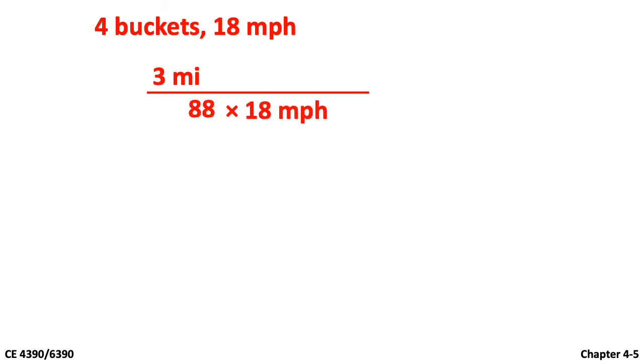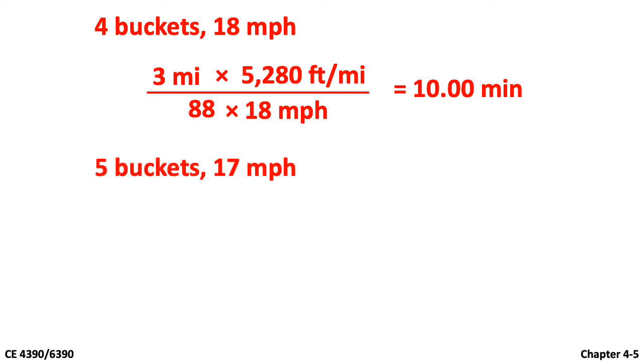So with 4 buckets, the speed is 18 miles per hour. To calculate travel time, you divide the distance, 3 miles, by 88 and the speed, 18 miles per hour. Here you multiply the distance by 5,280 to convert miles to feet, and you got 10 minutes. With 5 buckets, the speed is 17 miles per hour, so you got a total travel time of 10.59 minutes.